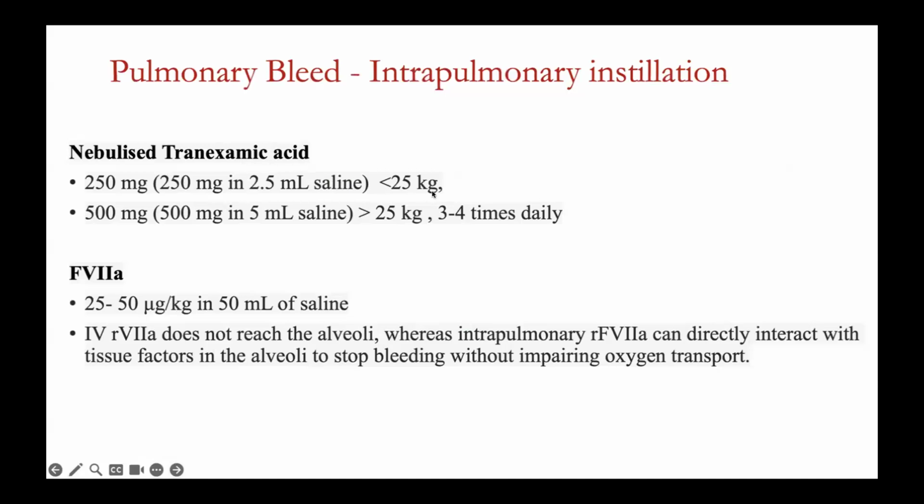Pulmonary bleed is another site. Nebulized tranexamic acid is something that we do. We instill it into the ET tube, and that is very effective. Also, if you don't want to give recombinant factor 7 because the circuit will clot, you can directly instill it into the lungs. In fact, it's supposed to directly interact with your tissue factors to stop bleeding. It's much more effective than IV.